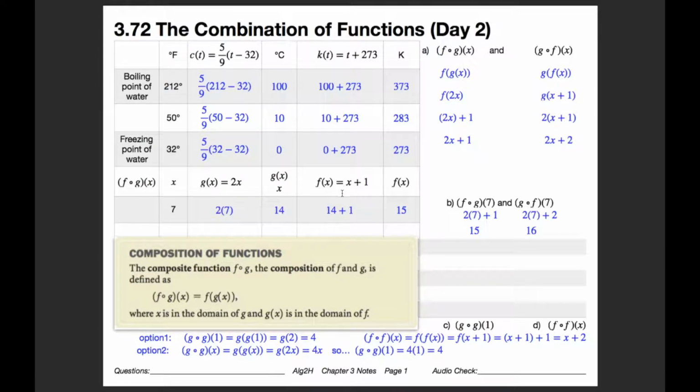Well, the g function is you multiply by 2. So this would be 2 times x plus 1. And simplifying, you get 2x plus 2.